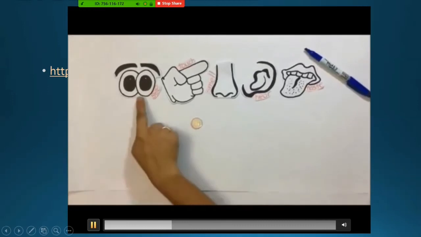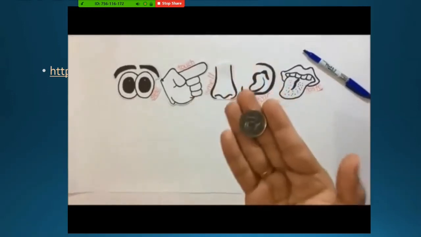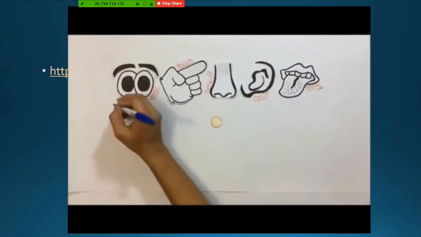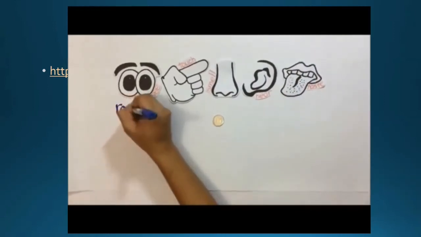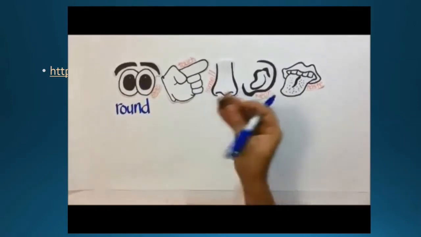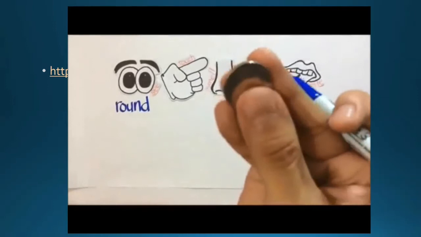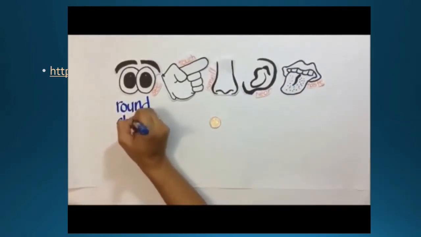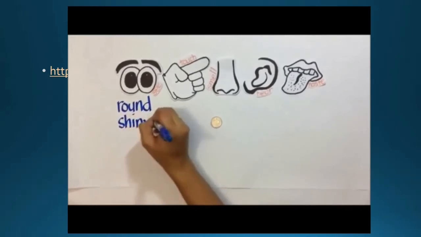Now let's start observing the object using our eyes. We see that the object is brown. Round in shape, we can also see that the object is shiny and its color is silver. Shiny silver.